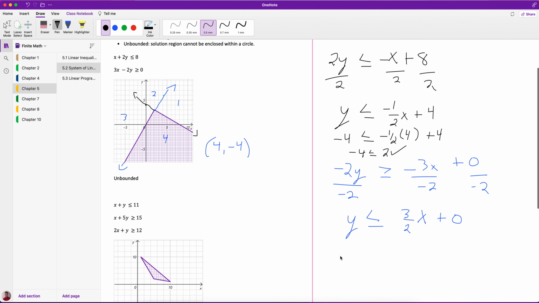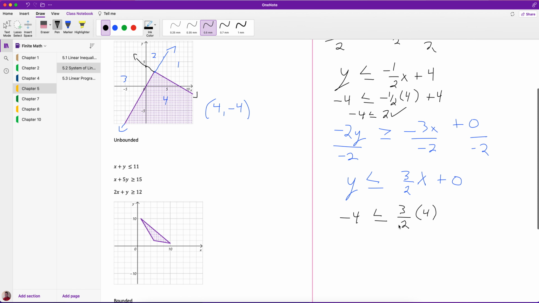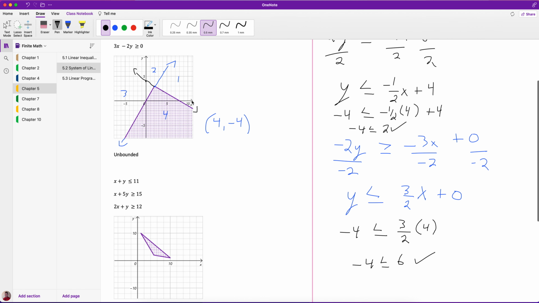I come down here and I put in negative 4 is less than or equal to 3 halves x, with a positive 4. Again, 4 divided by 2 is 2 times 3 is 6. So I get negative 4 is less than or equal to 6, which is also true, so that would be the area I would shade. So you could try a point from all 4 to figure out which one you work on.